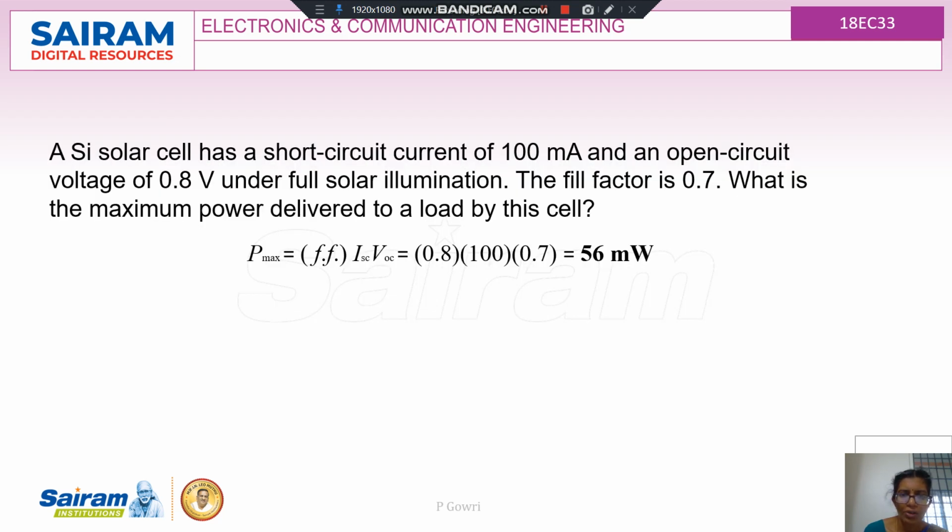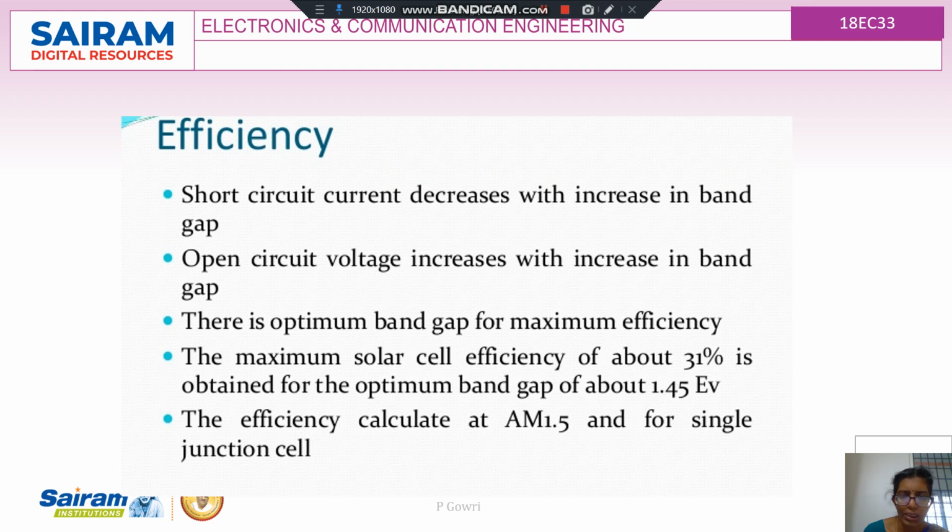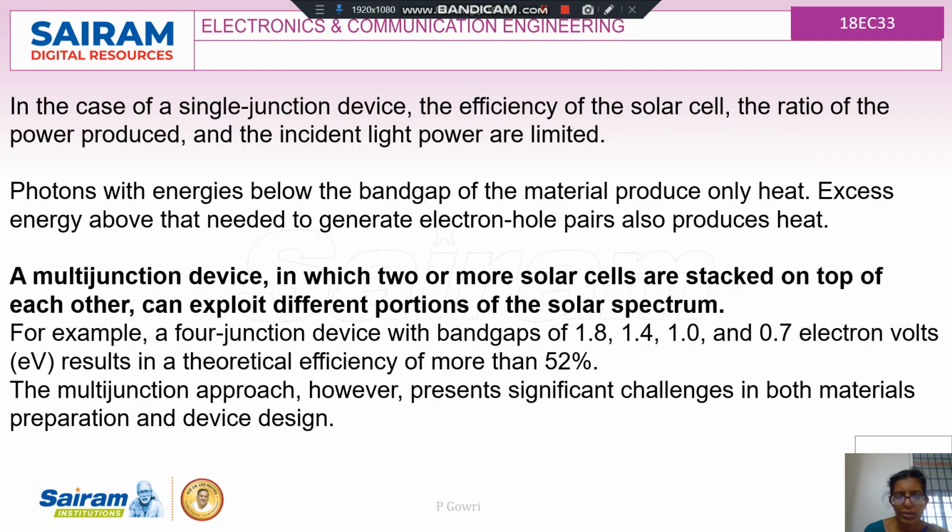The efficiency of the solar cell also depends upon the band gap. So the short circuit current decreases with the increase in the band gap, and open circuit voltage increases with the increase in the band gap. So there is an optimum band gap for maximum efficiency. The maximum solar cell efficiency is about 31% and is obtained by the optimum band gap of 1.45 electron volt. The efficiency is calculated at AM 1.5 and for a single junction cell.